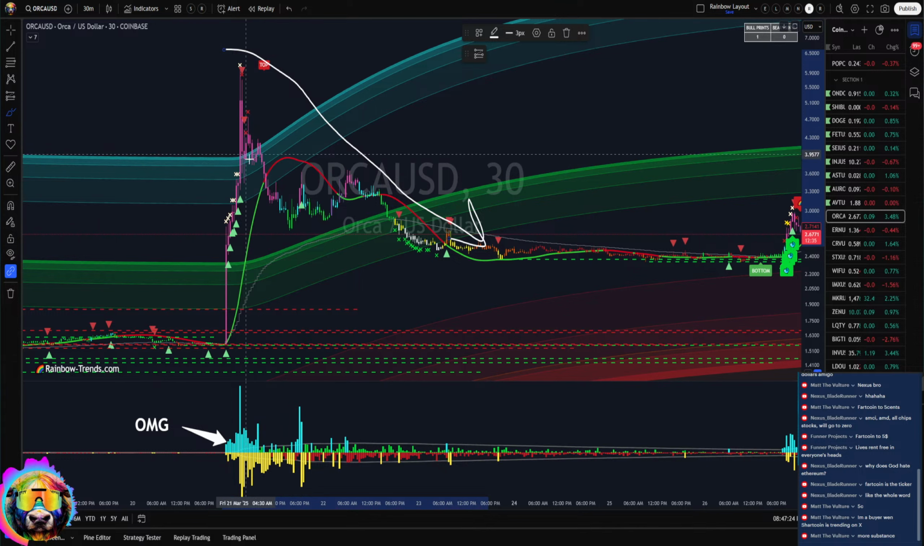If I sell these Rainbows up here, we're pink candles in the cyan, pinks and cyans. That's what I always say. Pinks and cyans. If I sell a pink and cyan, I sleep like a baby, not having to worry that this thing's going to come back down and get me a lower entry. I almost always get it.